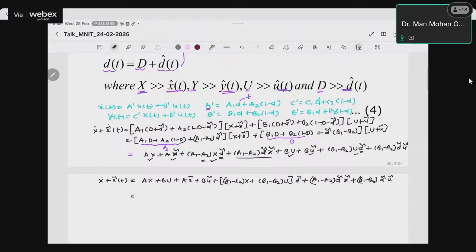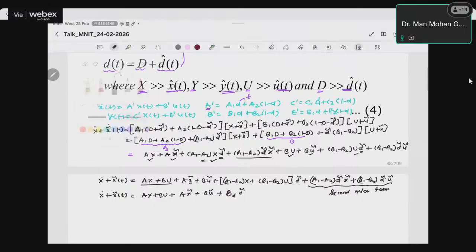Now we want to linearize this, right? So if we want to linearize, then what will we do? We will neglect all terms which are higher than first order. It means this term is constant, so I can write this as Ax plus Bu, plus this term is first order. Now (A1 minus A2)x plus (B1 minus B2)u is a constant term, and I am writing this new term as Bd times d-cap. So this is a first order term, but this term is a second order term. It means it is a multiplication of d into x, here d into u.